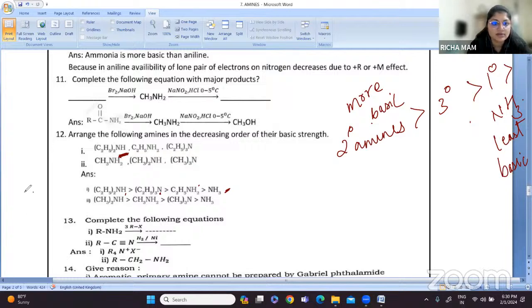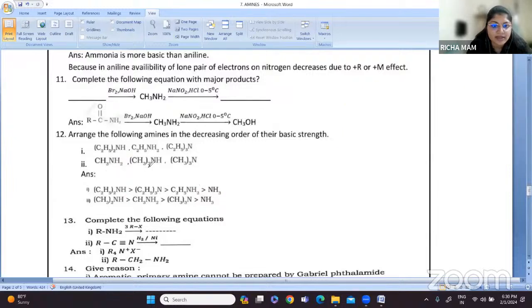Next one. The second set is given: methylamine, dimethylamine. So this is a secondary amine, this is a tertiary amine, and this is a primary amine. So here also first comes your secondary, then comes your primary amine, then your tertiary amine, and then comes your ammonia. So this is the decreasing order of their strengths.